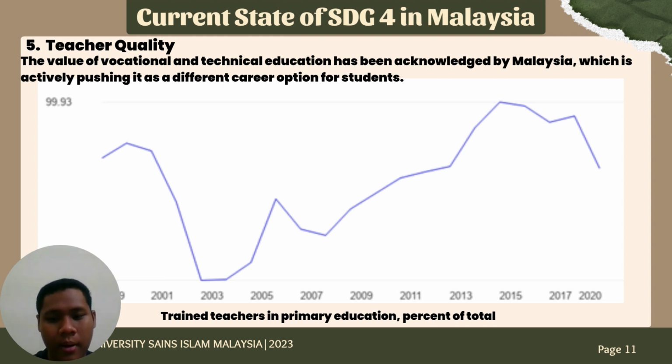Look at the graph of trained teachers in primary education. For that indicator, we provide data from Malaysia from 1999 to 2020. The average value for Malaysia during that period was 95.97%, with a minimum of 91.03% in 2003 and a maximum of 99.93% in 2015. The latest value from 2020 is 96.63%. For comparison, the world average in 2020, based on 74 countries, is 90.51%.